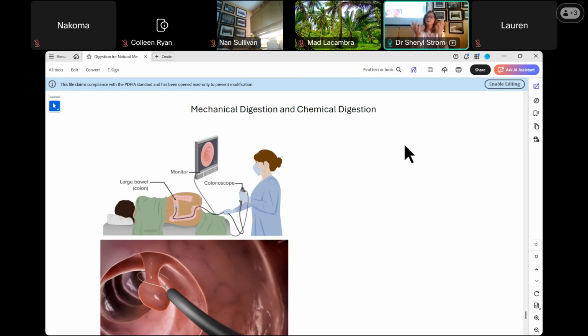Then we upload the pictures, and the doctor will analyze every little facet of those pictures. This capsule is actually spinning and taking a myriad of pictures all the way down. It's pretty cool. Can you elect for that over the scope?